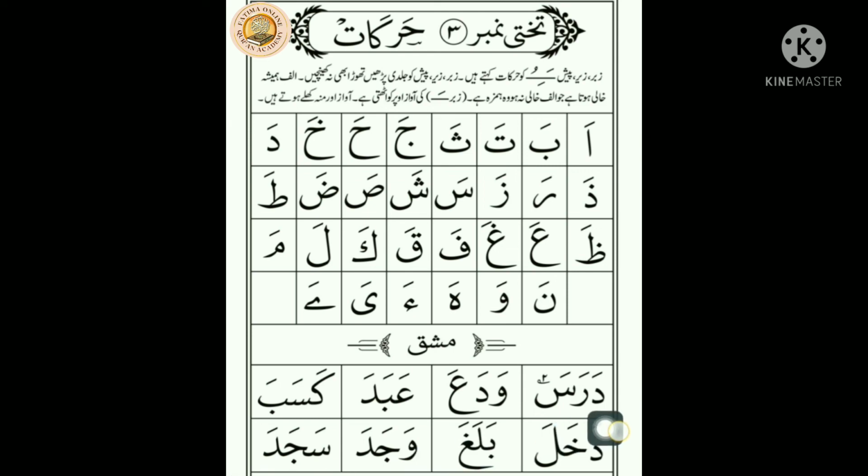So like this we have to read this. Once again I will pronounce all the sounds, listen carefully and practice. Darasa, wada'a, abada, kasaba, dakhala, balagha, wajada, sajada. I hope you are understanding this. Practice this lesson as much as possible, inshallah, until you become perfect in it.